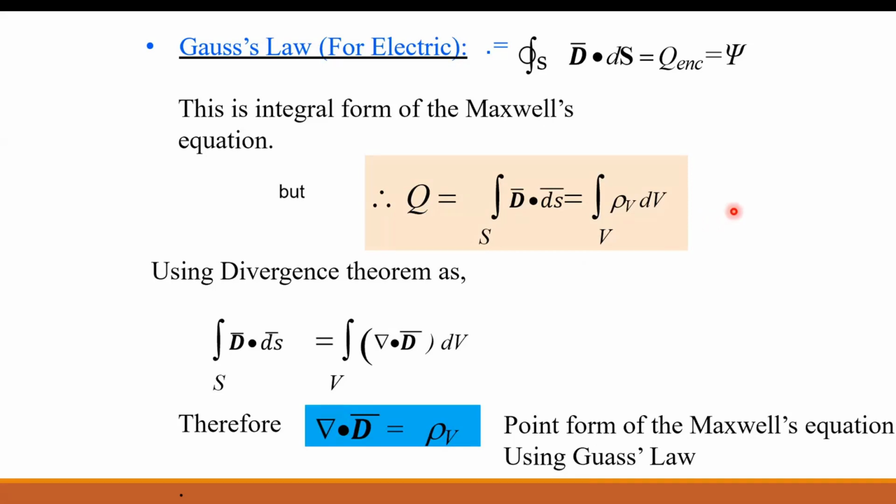Now to reduce this law, we are using the divergence theorem. According to the divergence theorem, surface integration is equal to volume integration. So we can write closed surface integration of D dot dS is equal to volume integration of del dot D into dv. This is equation number 3.